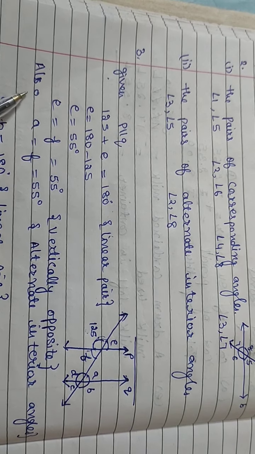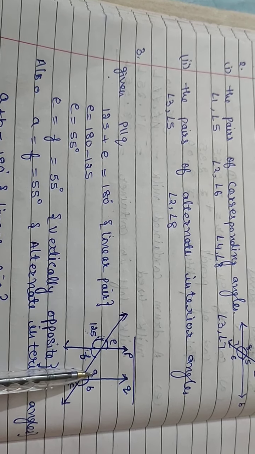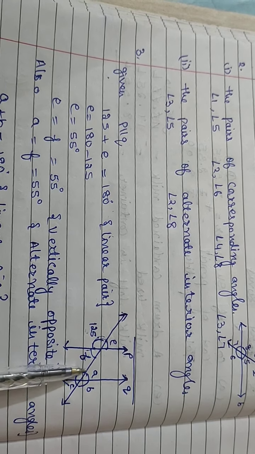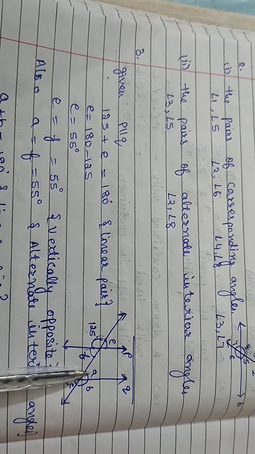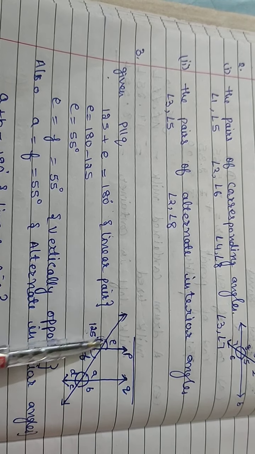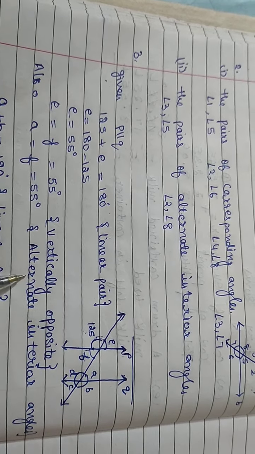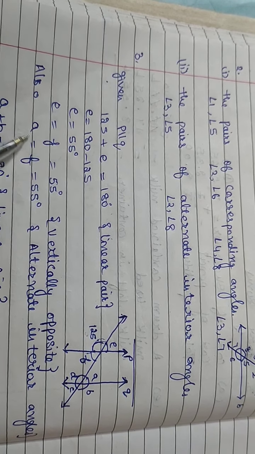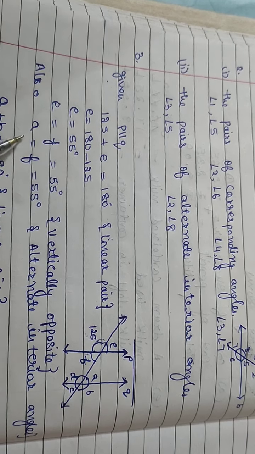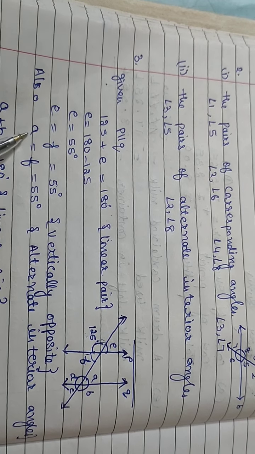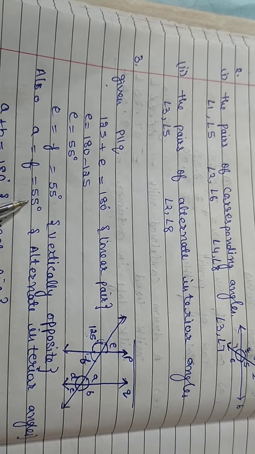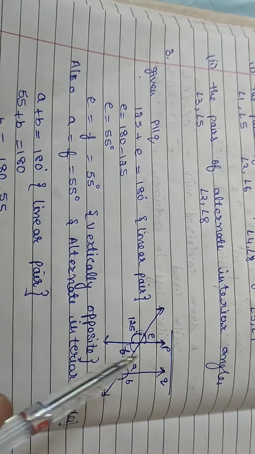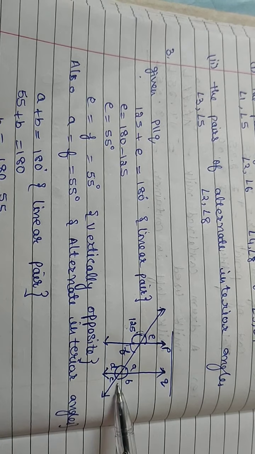Now next, let's move on to A. A and F are alternate interior angles. They are in the interior and they are opposite in direction. So they are called alternate interior angles. So the value of F is 55, so the value of A is also 55. So you can write A equals F equals 55 degrees. So we will get the value of A also. Now let's move on and find the other variables.